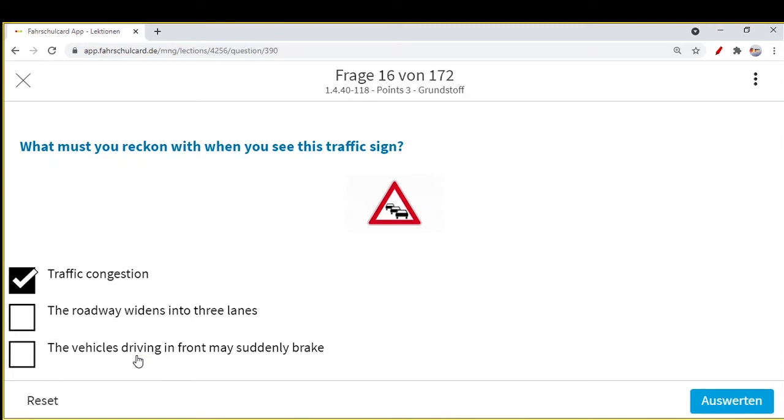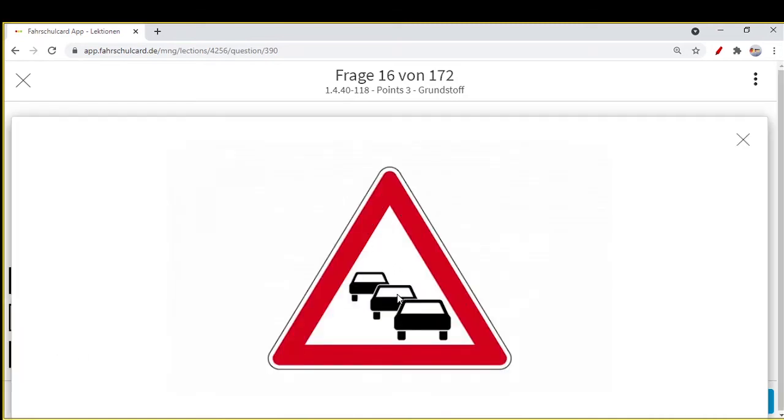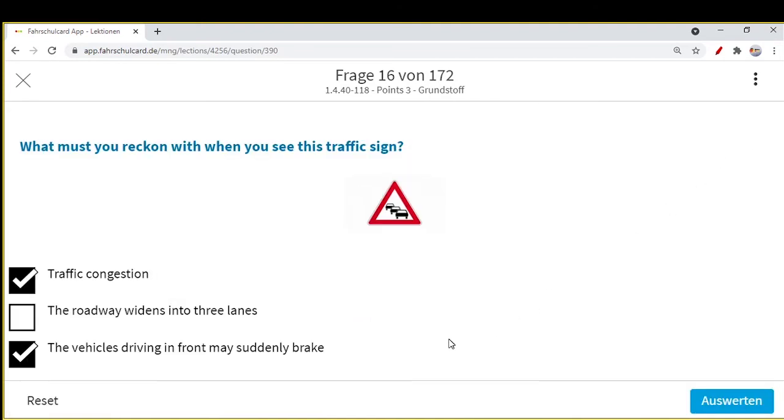The vehicle driving in front may suddenly brake. Yeah, as there is a traffic jam, traffic congestion, maybe a vehicle in front of you would suddenly brake when they observe this traffic congestion. They would certainly brake to stop. It is also possible. So you need to be very sure that they could brake in front of you.